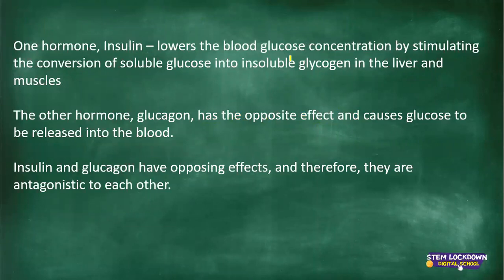One hormone, which is insulin, like we've mentioned, lowers the blood glucose concentration by stimulating the conversion of soluble glucose into insoluble glycogen in the liver and muscles. The other hormone we've discussed is glucagon, which has the opposite effect and causes glucose to be released into the blood. Insulin and glucagon have opposing effects, and therefore they are antagonistic to each other. You'll remember this word here.